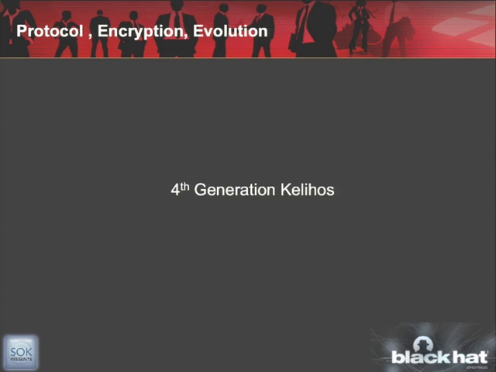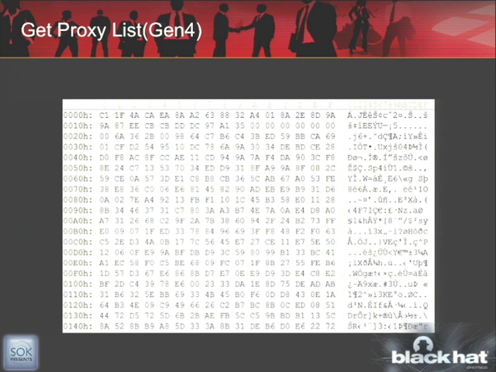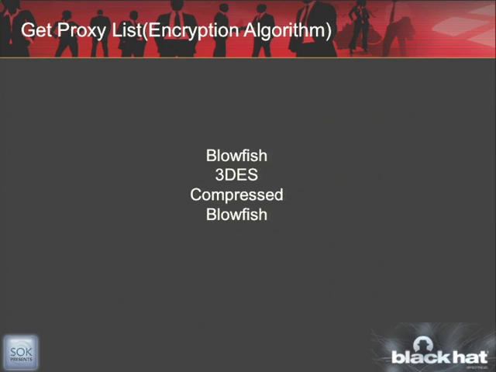So next, let's see the latest one. Here is the original data the latest Kelihos sent to the proxy nodes to get the update list. You can see the same structures there. It also used the same one as the previous version. It just changed the encryption routines, by the order changed. First it is encrypted with Blowfish, and then encrypted with 3DES, and then compressed, and encrypted with Blowfish again.